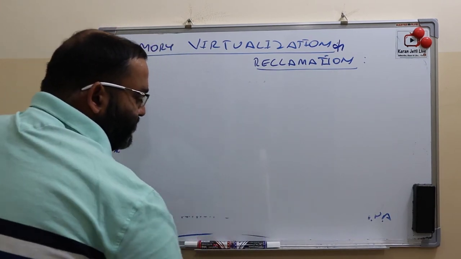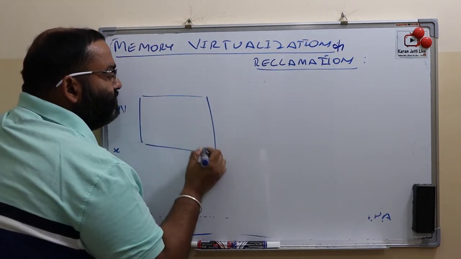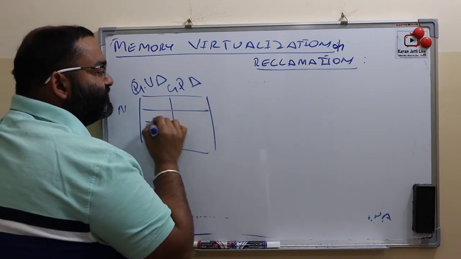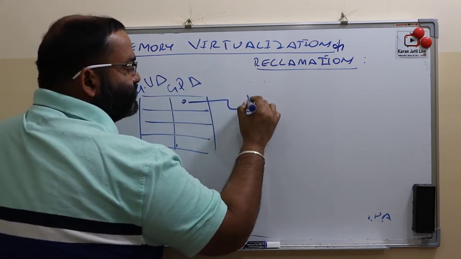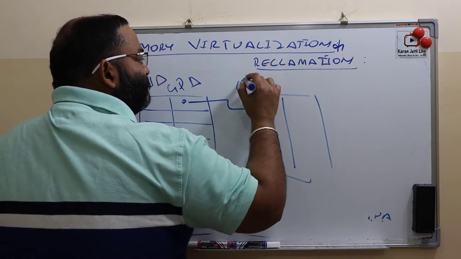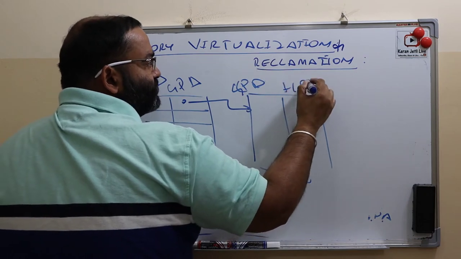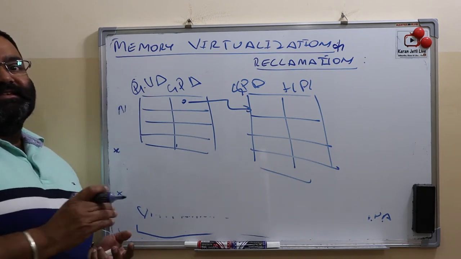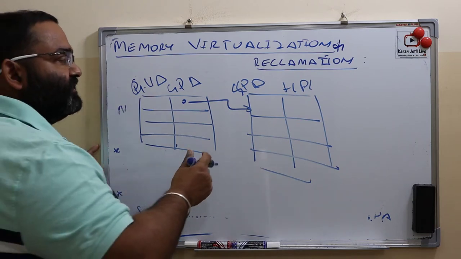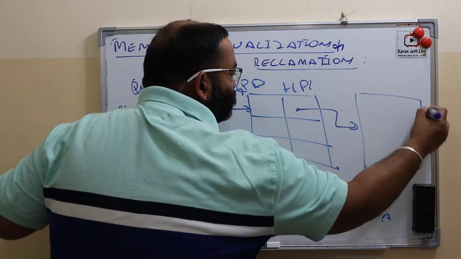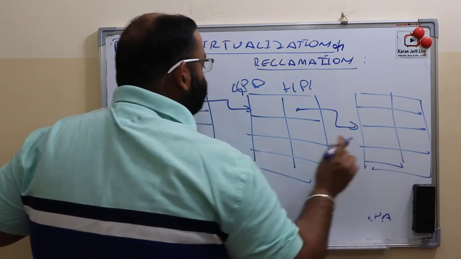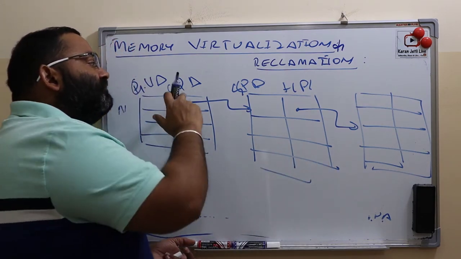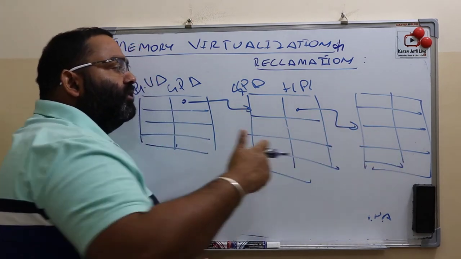Okay, so we have one page table which will map the guest virtual address with the guest physical address, and then we have another page table which will map the guest physical address with the host physical address. As the number of virtual machines increases, we can add one more level to it. So what we get here is a nested page table.